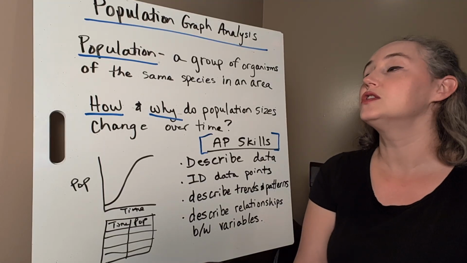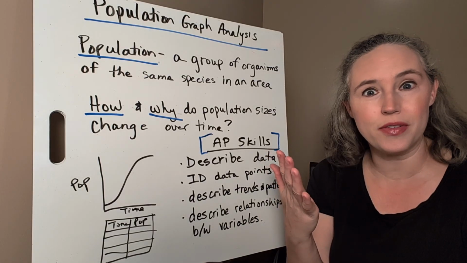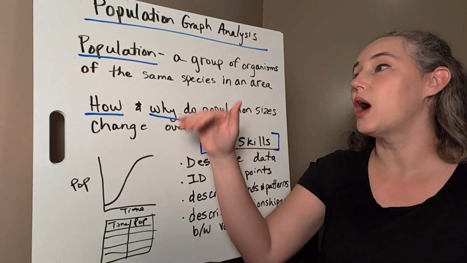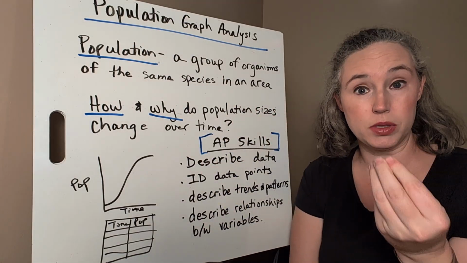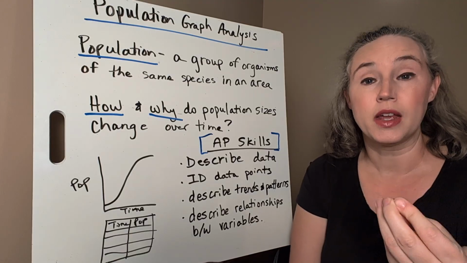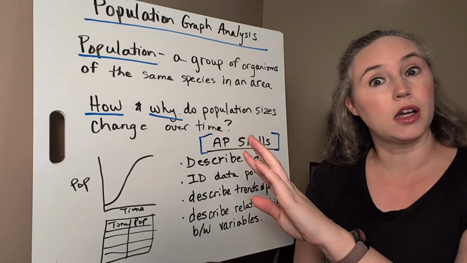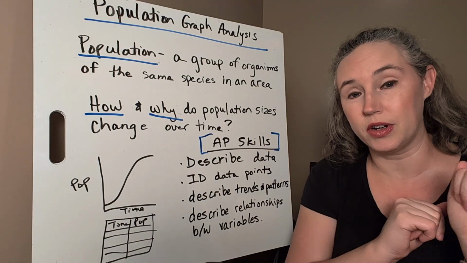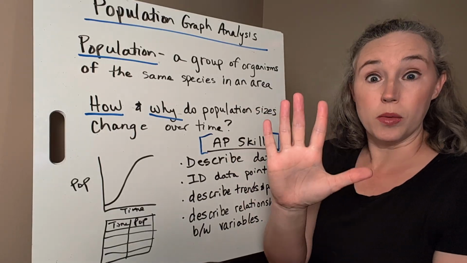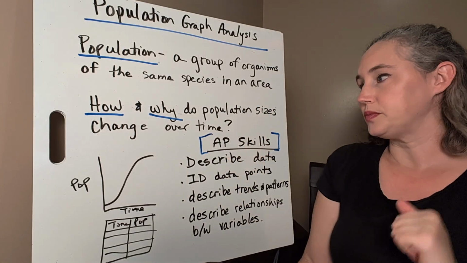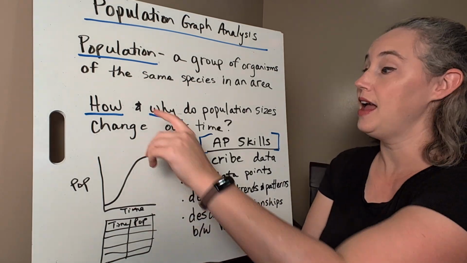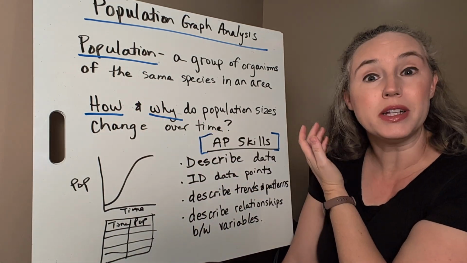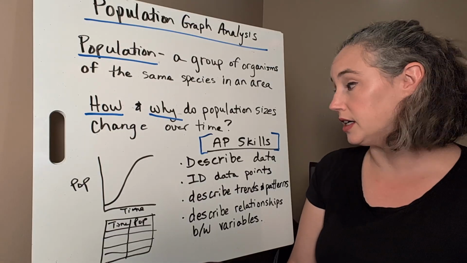All right, so what is population graph analysis anyway? Well, a population, if we recall, is a group of organisms of the same species in an area. So we're not looking at, like, Lotka-Volterra model predator-prey interactions here. We're just looking at one population in its environment. The key question that we're going to be asked is, how and why do population sizes change over time?